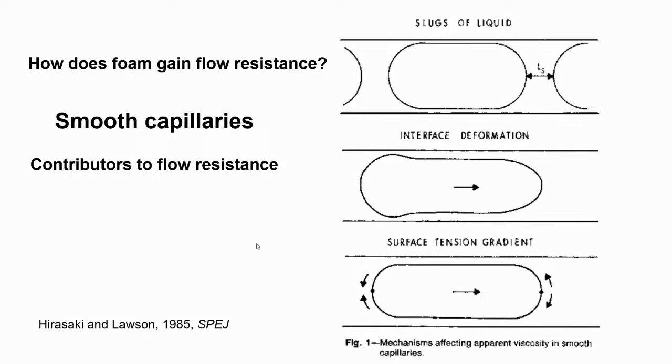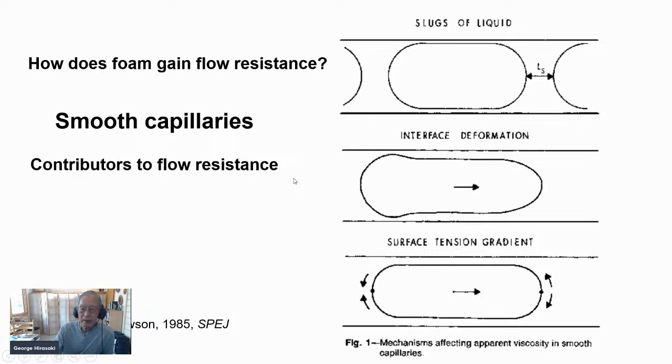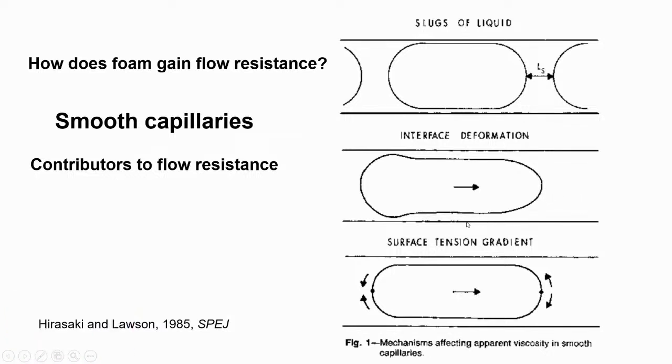So now let's go back to the question of how foam gains flow resistance. We'll look at smooth capillaries as the simplest case and look at the contributors to flow resistance. First of all, whenever we have flow in a smooth capillary, we may have slugs of liquid, and the liquid, of course, has a viscosity, and it will contribute to the resistance. But whenever you have just a single bubble in a capillary, there will be interfacial deformation as a result of the flow. This is described by Bretherton in the 1960s. As a result of the flow, the liquid will be entrained by the moving bubble, and you'll deposit a film whose thickness is proportional to, I think, the 2/3 power of the capillary number.